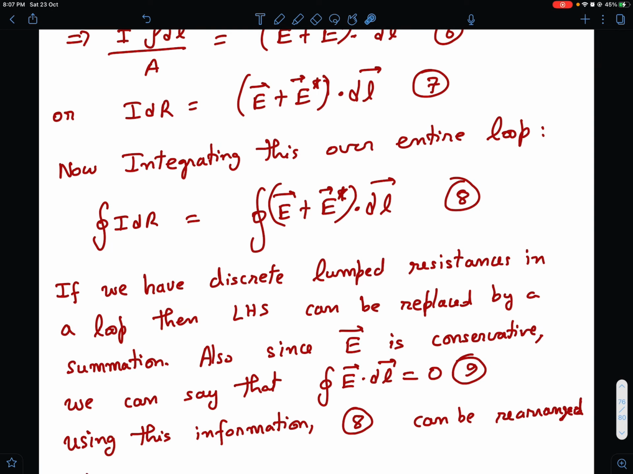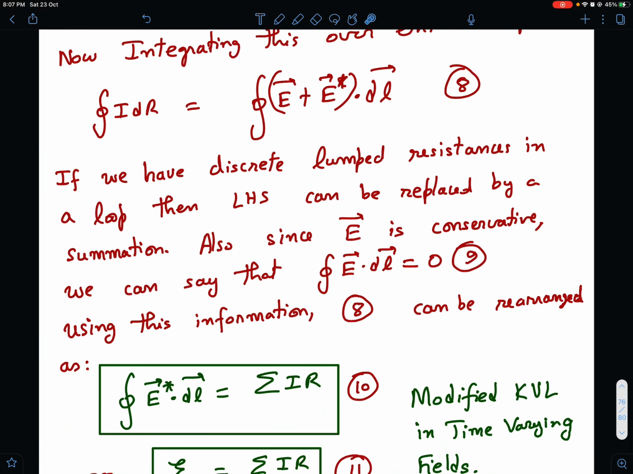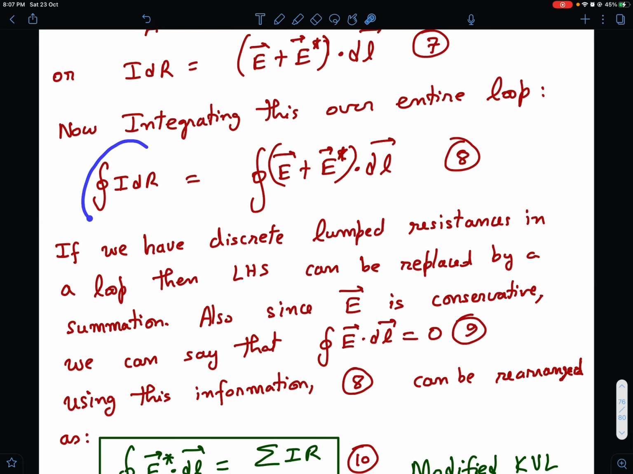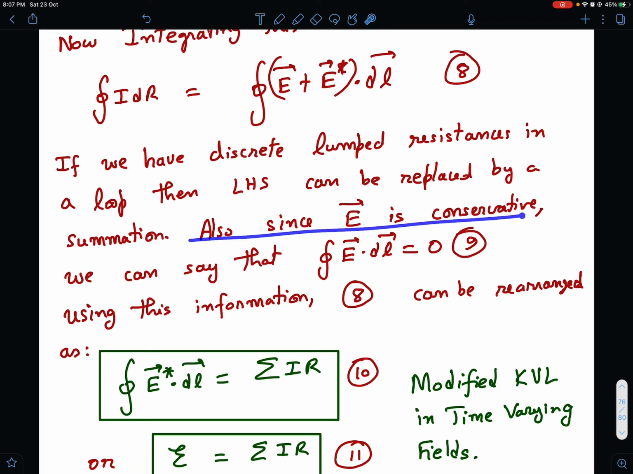So that means, if we have discrete lumped resistances in the loop, then the LHS can be replaced by a summation. Integration is equivalent to summation only. So the left side integral I dR can be written as sigma IR. I've put the LHS over the RHS, and this is only E star dot dl. Why? Because the integral of E dot dl is 0. So that's what I've written.